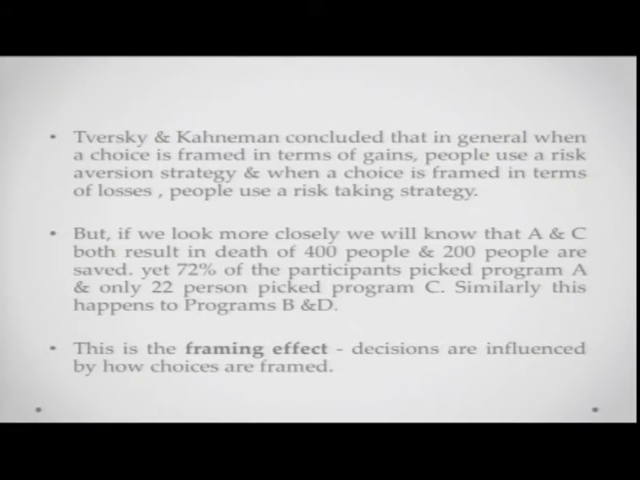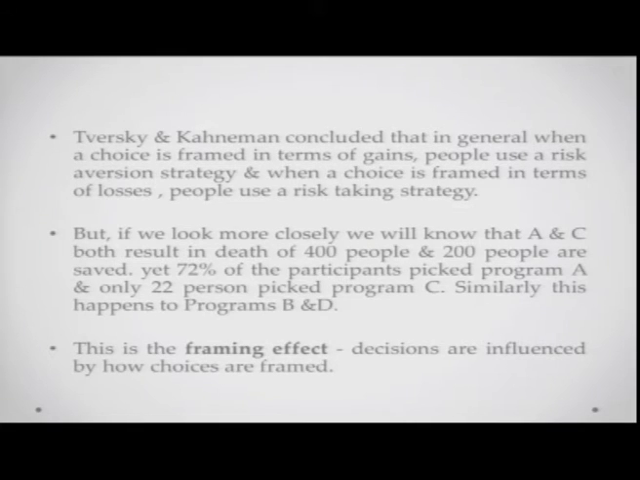Now, Tversky and Kahneman concluded that in general, when a choice is framed in terms of gains, people use a risk aversion strategy, and when a choice is framed in terms of losses, people use a risk taking strategy. You can liken this to the gambler example that I was talking about.